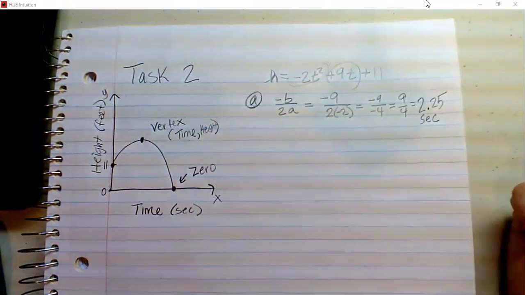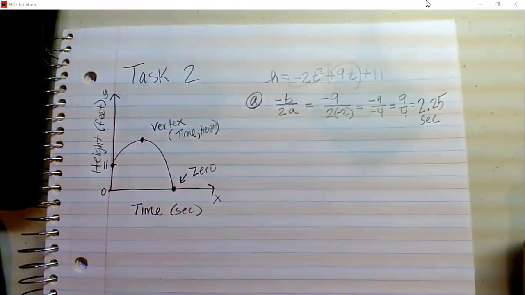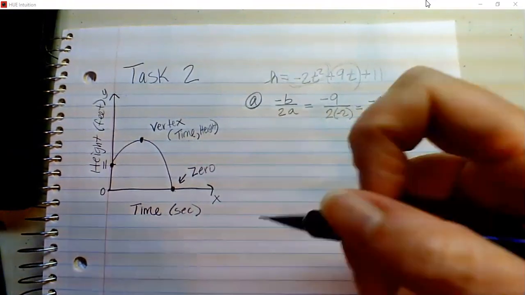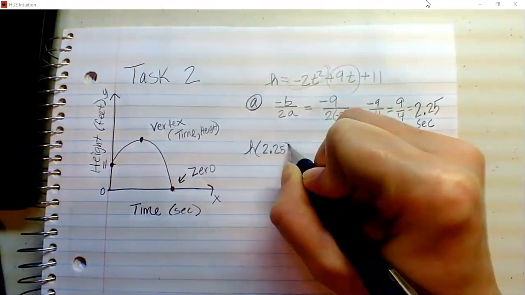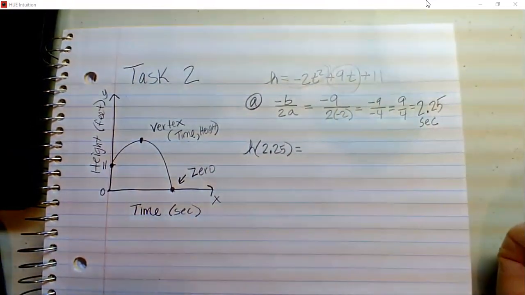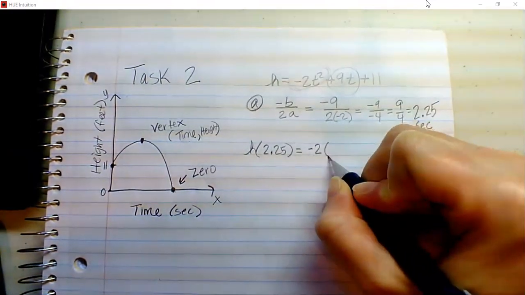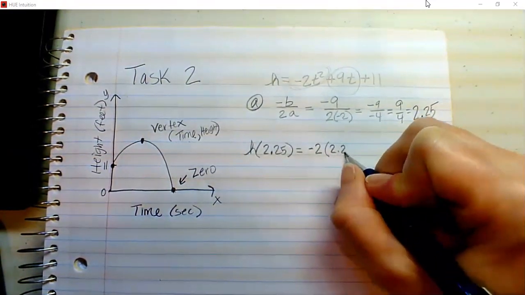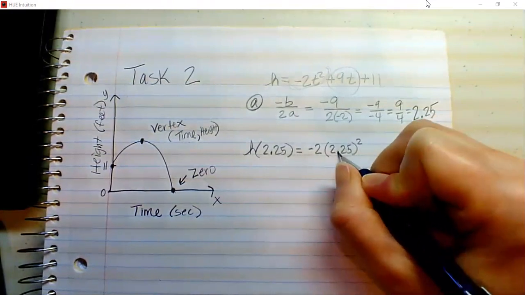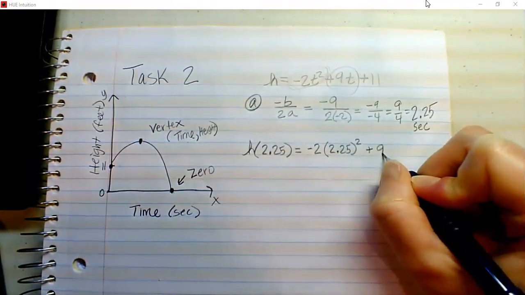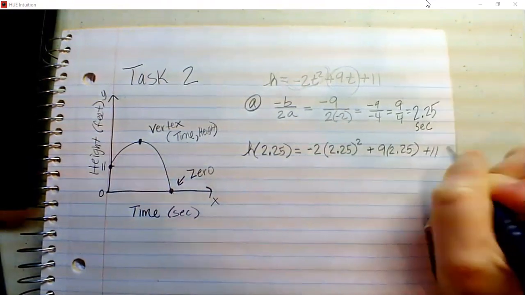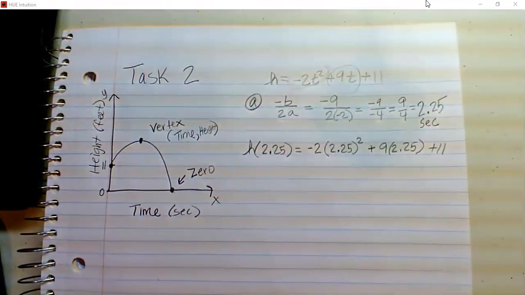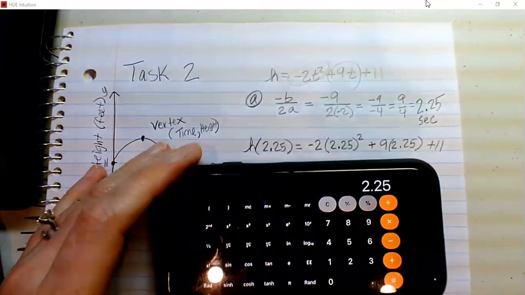But we don't want to know when, we want to know what's the height, right? So that's when we have to do h of 2.25. I'm going to plug in 2.25 as my time, and I'm going to solve for the maximum height of the quadratic, okay? So remember, you can use your calculator on your phone.